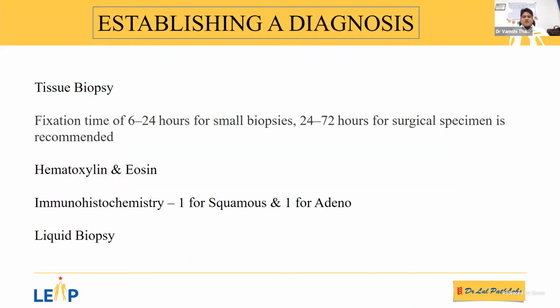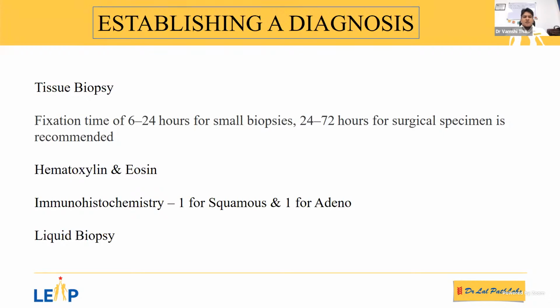So how to establish a diagnosis? The primary way to establish a diagnosis would be a tissue biopsy. Fixation time is usually less than 24 hours for smaller biopsies, and hematoxylin and eosin tells you whether, histologically, you can put it into an adenocarcinoma or a squamous cell carcinoma. And one IHC marker each is to be used for squamous and adeno, to preserve the tissue for the next molecular, targeted therapy.